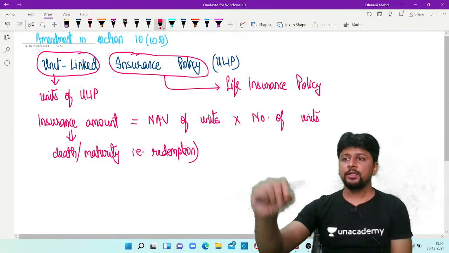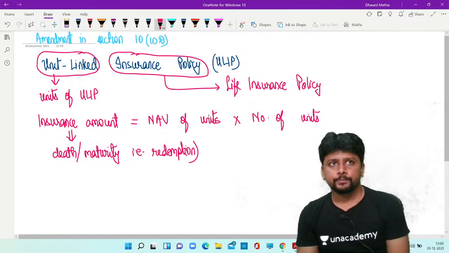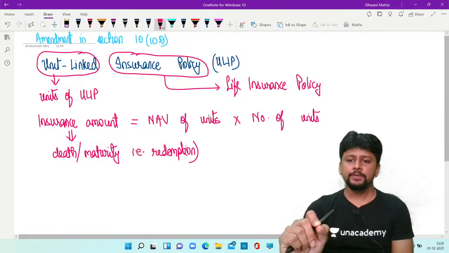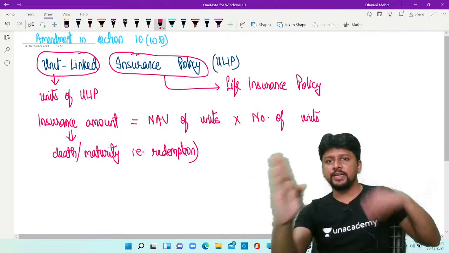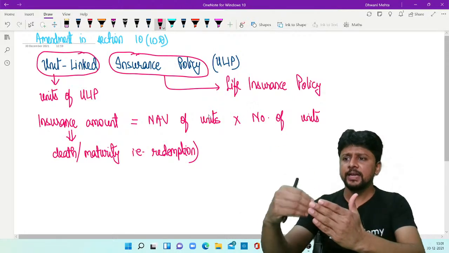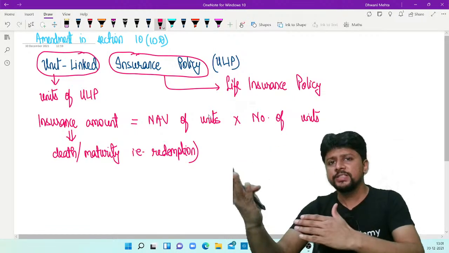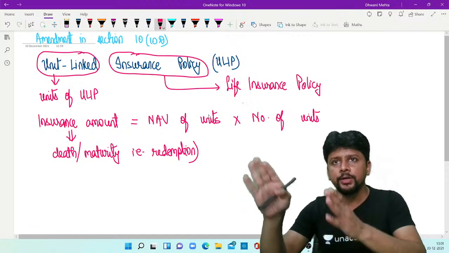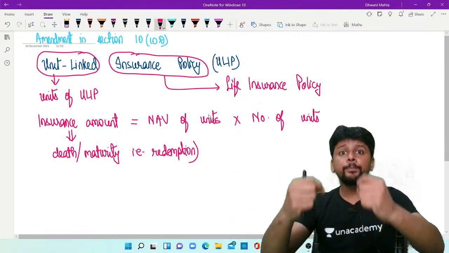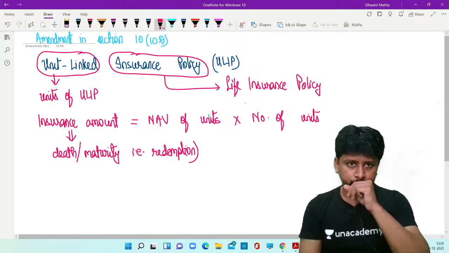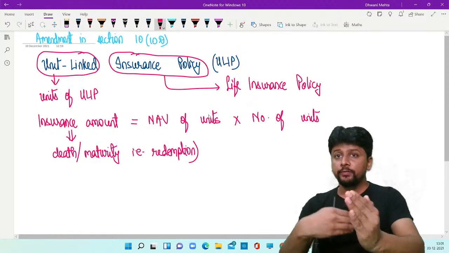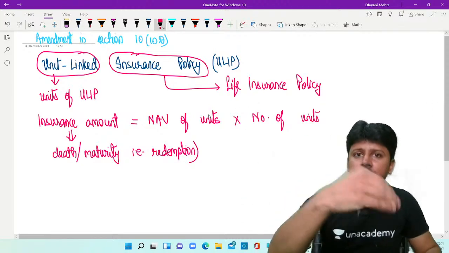The difference is that a traditional life insurance policy has a fixed amount of sum assured. If death happens or if the term of the policy gets over, we will give you a fixed sum assured. In that, LIC can give you some bonus also, but bonus is optional. It depends on the policy that you take, the plan that you take. But your sum assured, sum promised, is a fixed amount. In ULIP, it is not a fixed amount, it will fluctuate depending on the NAV of the units.